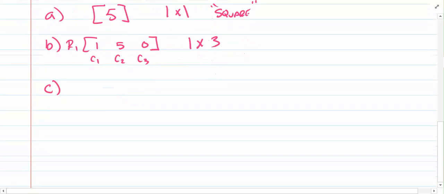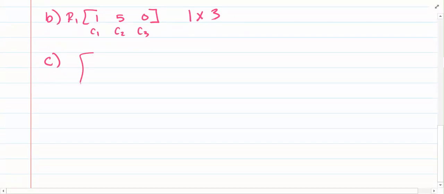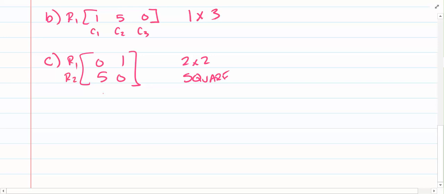Let me give you this one here. What about this? How about 0, 1, 5, 0? What's the order of this matrix? That's a 2 by 2, and it is called square, right? All right, very good. This is what I like to do. I go row 1, row 2, column 1, column 2. You can put them on the top or the bottom, it doesn't matter.